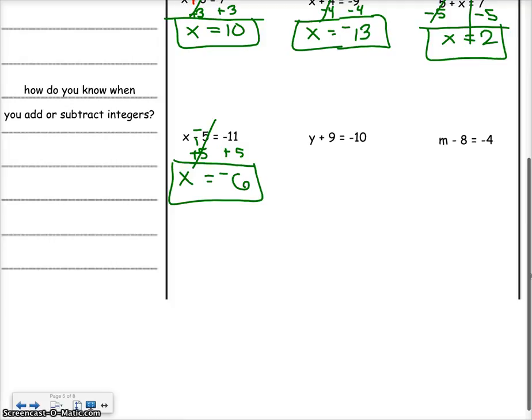Y plus 9 is negative 10. The inverse of plus is subtract. So I'm subtracting on both sides of the equal. Remember, if you like to put that line through the equal to keep the balance, feel free. Y equals, same sign, negative and negative is the same. So I'm going to add them. 10 plus 9 is 19. Keep it negative. Y equals negative 19.